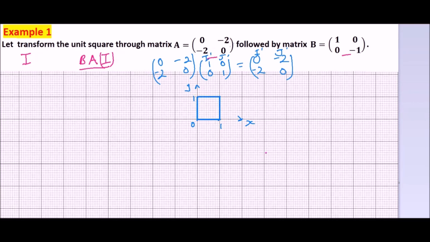So this is our unit square. We can say this is I, we have K, and this is where we have J. After transformation through this, we have our new position of I, which is 0, -2. So this is where we have minus 1, minus. So this is where we have our I. Our J is 2, -1, 0. So this is where we have our J.